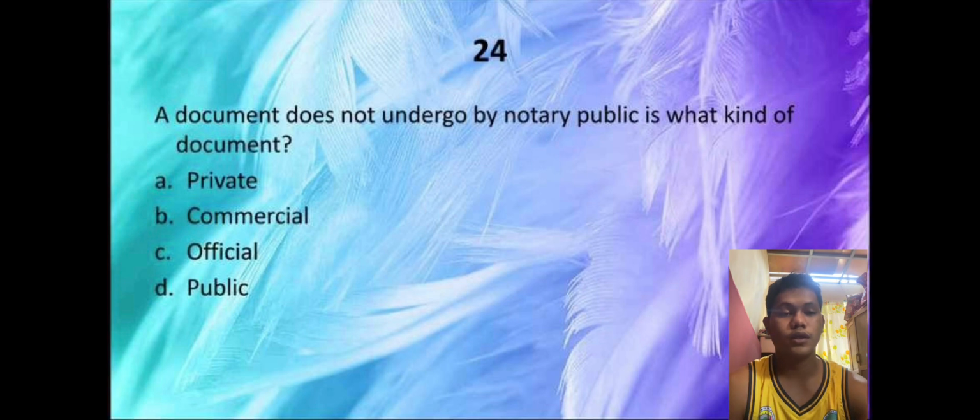So letter D, public. The public documents are those that are available for public access and often include records like property deeds, court records, or vital statistics. These documents can be notarized to ensure their authenticity and validity. So the best answer here is A, private, because the private document does not undergo notarization by a notary public.